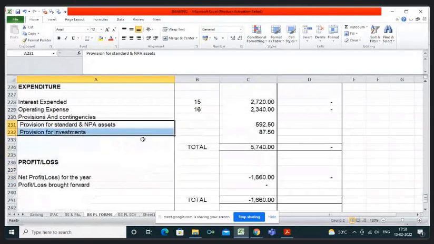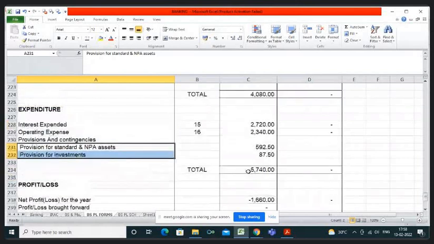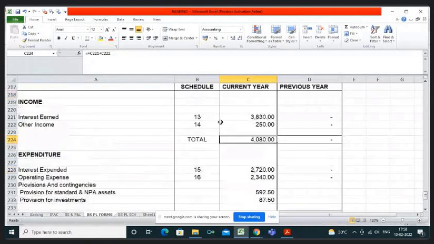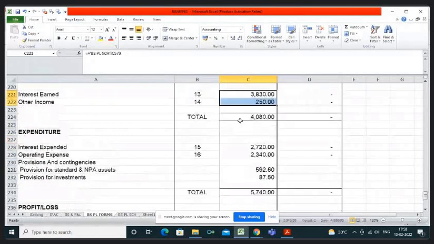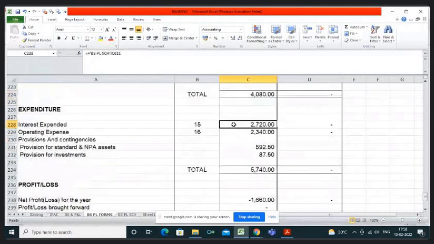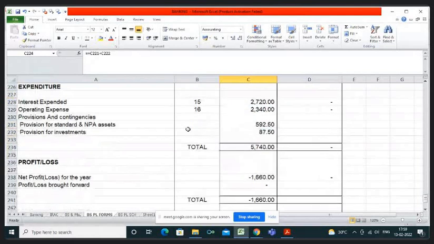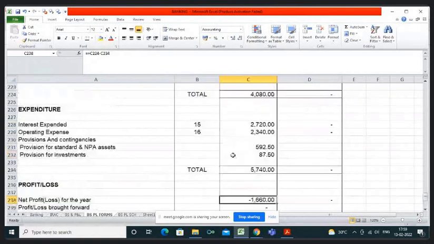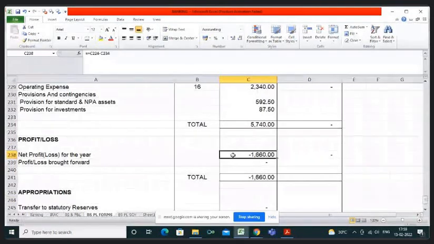Then we have to find out what is the total profit or loss for the year. How much is the total income we have? We have a total income of 4080. We add up these two, 4080. Then how much loss we have? Sorry, expenditure we have. The expenditure is very high, 5740. So expenditure is more and our income is less. Then what will we land up with? We will land up making losses. How much is the loss? It will be 5740 minus 4080, a negative figure. It shows a net loss for the year of 1660.